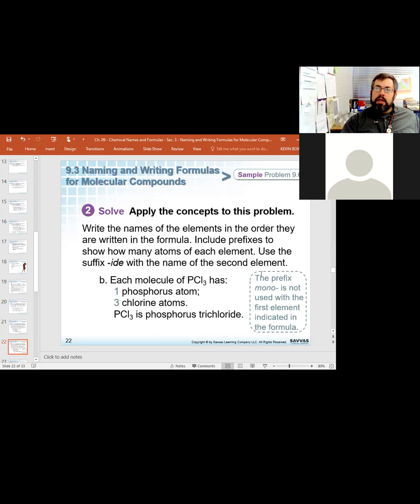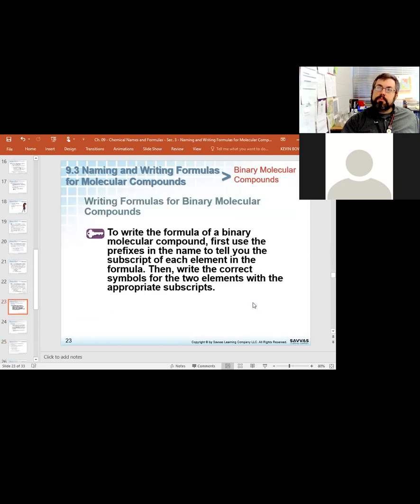Now, they're telling us after the fact we don't use mono, and they don't tell you why, but I've already told you why, which is that as it happens, when you put these two elements together, you can have multiple numbers of chlorine, but you end up with just one phosphorus in each case. All right. So, yep, you do that.